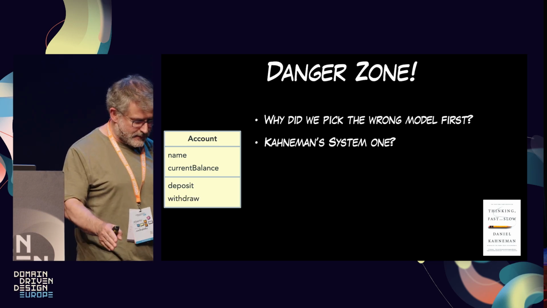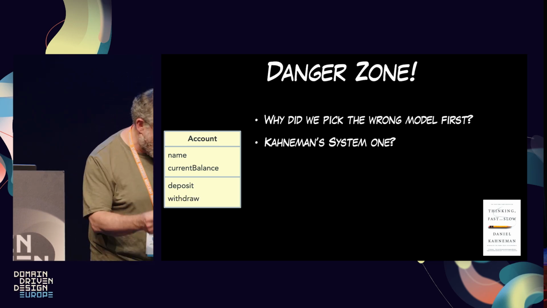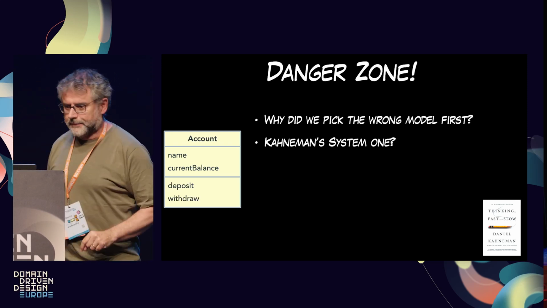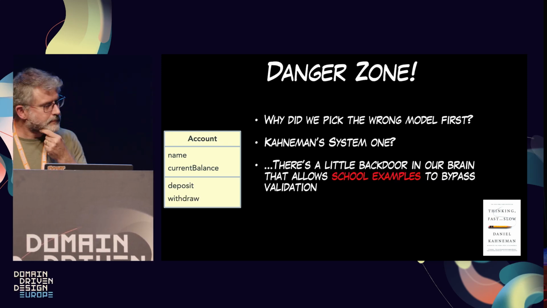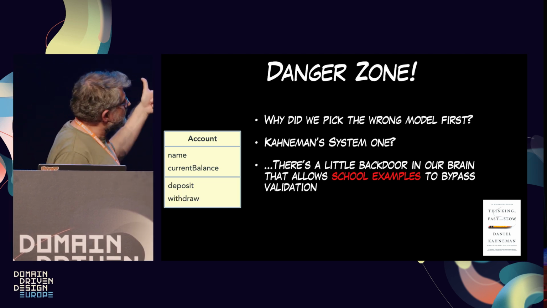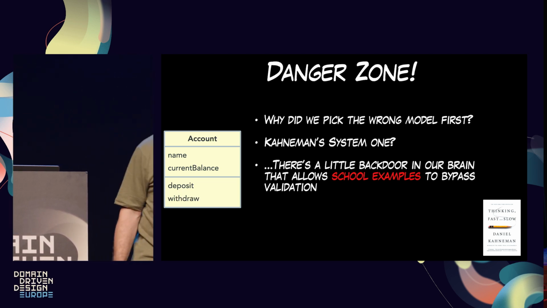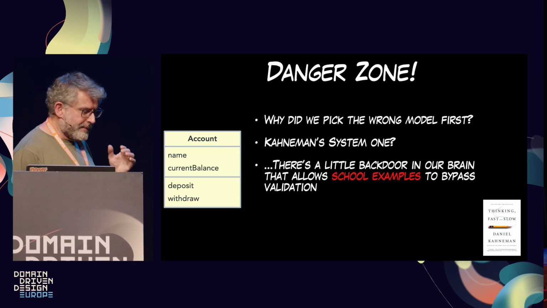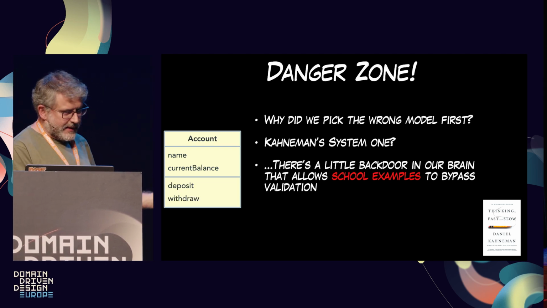There was an idea that was a wrong one, but it was quick. Oh, of course, we need to have this and this. Tricky bastard, our brain. And so let me make it more explicit. There's a little backdoor in our brain that allows sneaky things to get in.